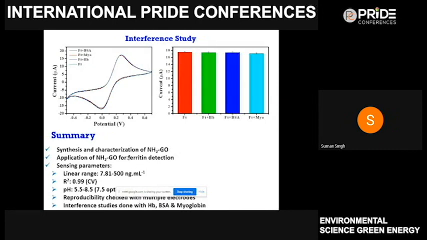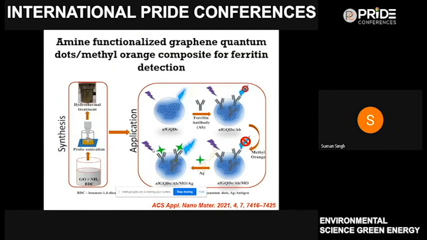Like hemoglobin, it is also an iron related, anemia related molecule. So we recorded the response for ferritin, then ferritin and hemoglobin, ferritin and myoglobin, and ferritin and BSA. Almost no interference was observed from these chemicals because this is an immunosensor where we used antibodies as the selective bioreceptors. This work was published in ACS Applied Nanomaterials this year only.